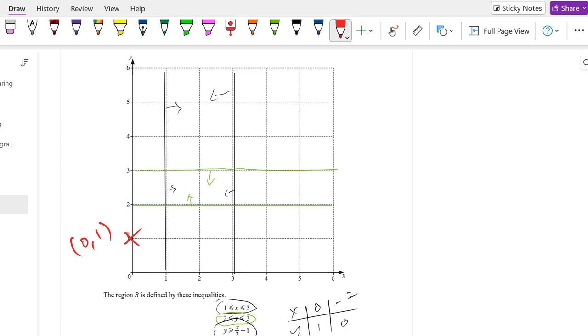Let's put 4, so it would be 3. 4 over 2, 2 plus 1, 3. 4 comma 3. 4 comma 3 would be somewhere here. So this should be your line.